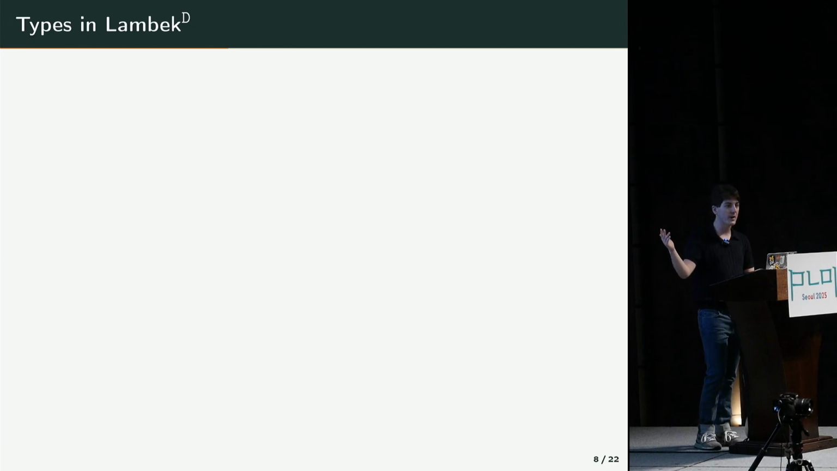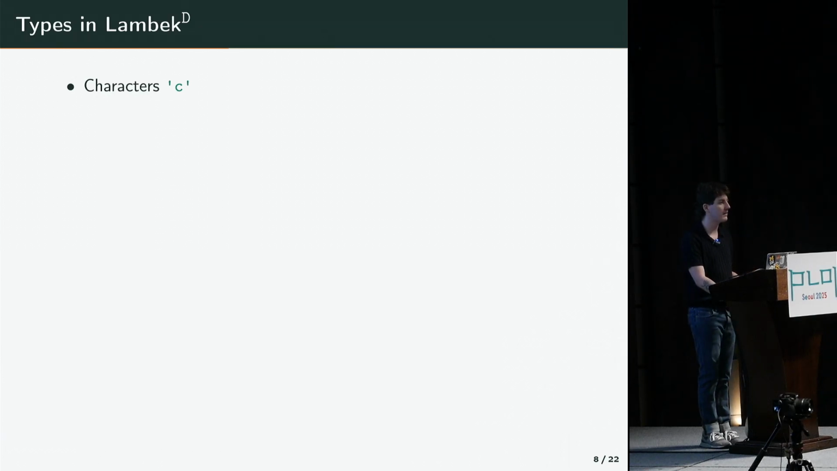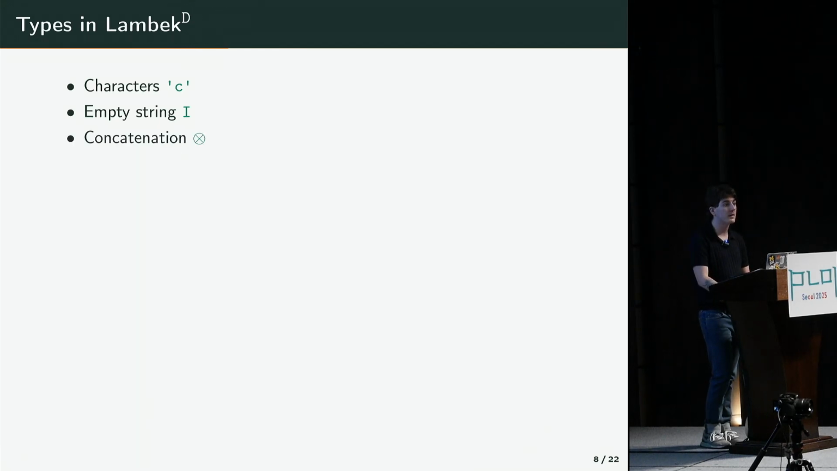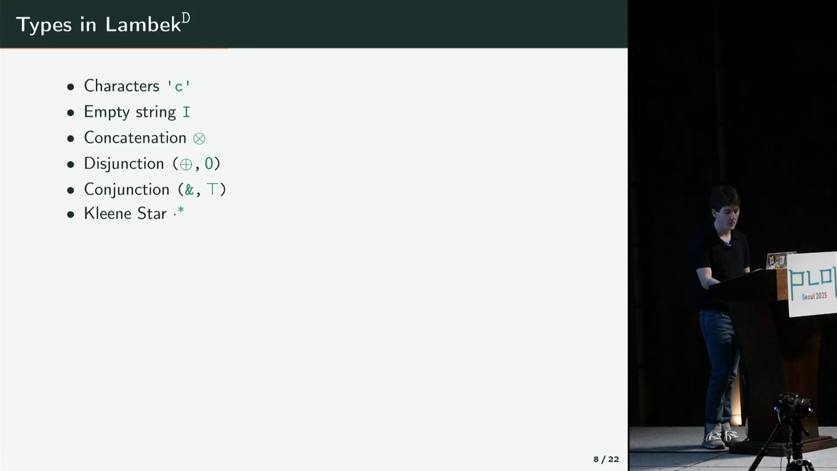First, I'll show you a family of types that will correspond to the regular expressions. We can have types corresponding to characters drawn from some fixed alphabet, a type corresponding to the empty string, and then we can combine these inductively via concatenation, disjunction, conjunction, and Kleene star. And so these types represent these formal grammars.